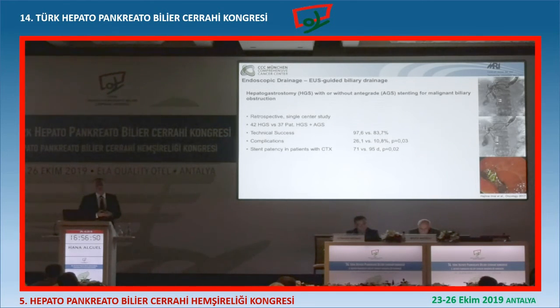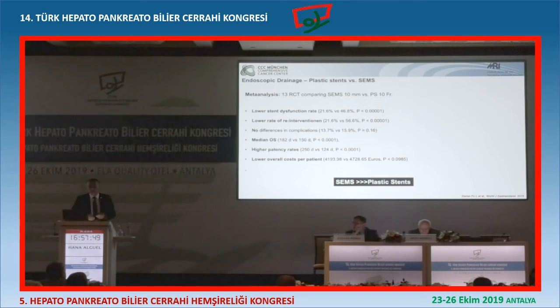And of course, as it is always with new technologies, you have to learn them and implement them in your hospital, and the complication rates are not negligible. They are there, and the more often you do this technique, the better you will be. This is a retrospective single-center analysis of a center that has done many of these procedures. The technical success is much better if you can also place not only a metal stent, you can use this technology also to place a wire and then remove the wire and place a stent like for the ERCP. So it seems that it is possible, but the complications are there, about 26 to 10%. And the stent patency with chemotherapy seems to be higher in the hepatogastrostomy with antegrade stenting for malignant biliary obstruction. So this is a good technology, but as I said, this is something that is coming up and needs to be implemented in the centers. And of course, you need to have more experience in that.